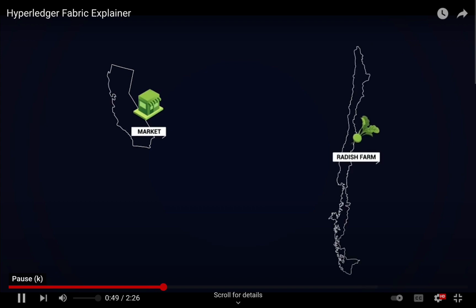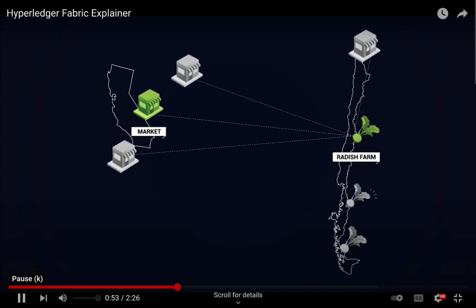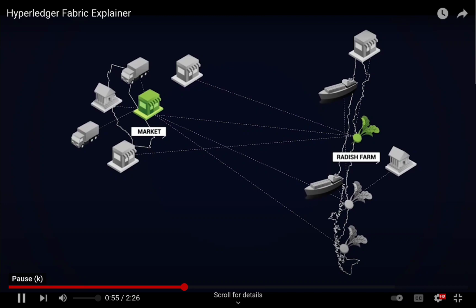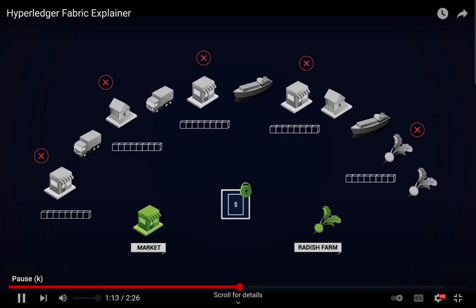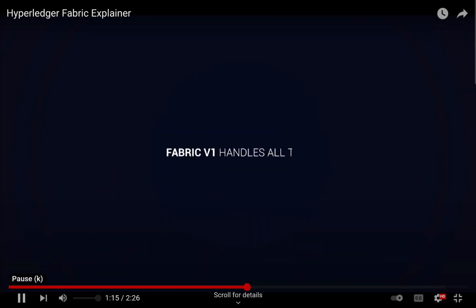Say you run an organic market in California, and I grow radishes on my farm in Chile. You and I are on a blockchain network that supports transactions between various markets, growers, shippers, banks, and others. Say I agree to sell you my radishes at a special low price, but I need the other markets that buy from me to continue buying at the standard price. They shouldn't be able to execute our confidential agreement and find out the details of our deal. In fact, if they aren't part of the deal, the transaction shouldn't appear on their ledger. Fabric V1 handles all this.